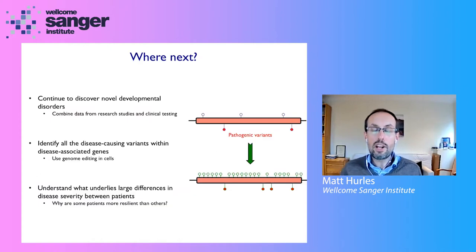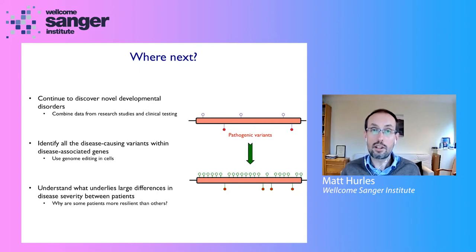So where do we need to go next? Well, hopefully I've given you a sense that this understanding of the mutation process has really helped us to identify and understand new severe developmental disorders. But it's clear that many, indeed most of the families we work with, have not yet got a clear genetic cause for their child's condition. So we need to continue to discover these novel disorders.